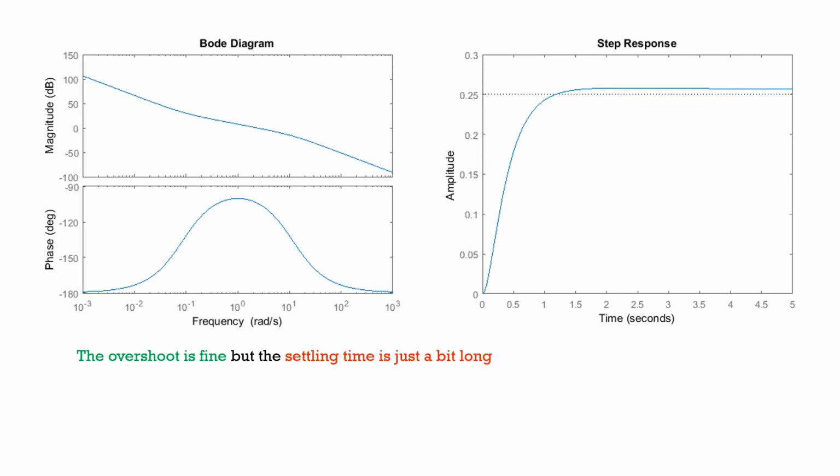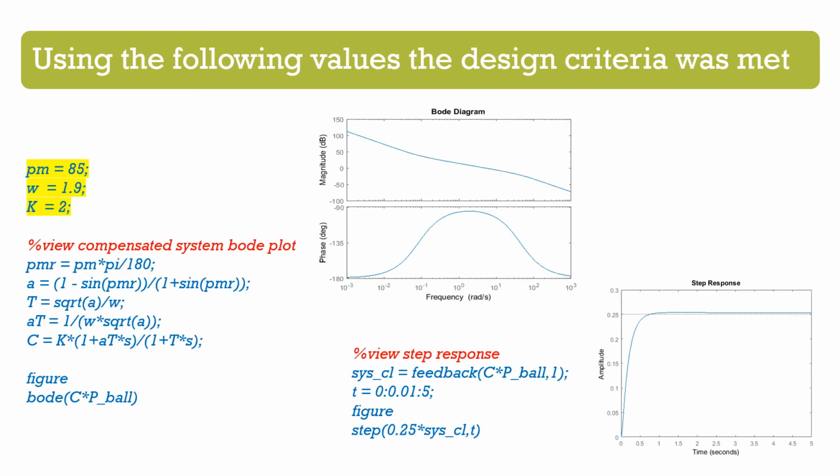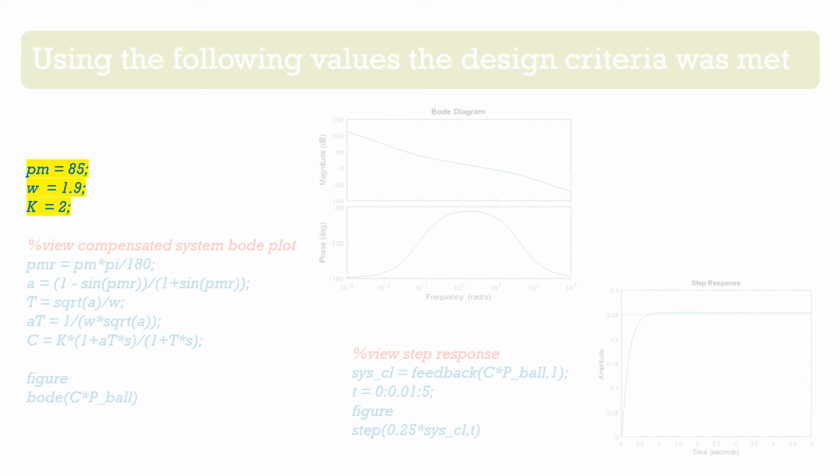But from this Bode diagram, we can understand that our overshoot is fine, but the settling time is just a bit long. By trying different numbers in our code, this is the following Bode diagram obtained. And in this code, we can see that we assumed our phase margin 85, a frequency around 1.9 and a constant K around 2.